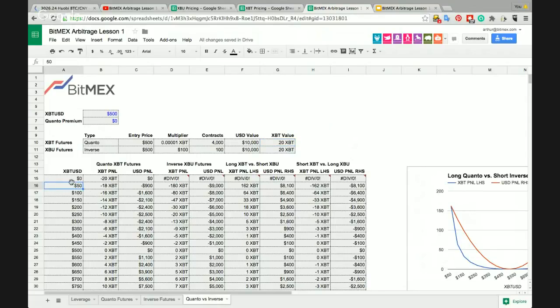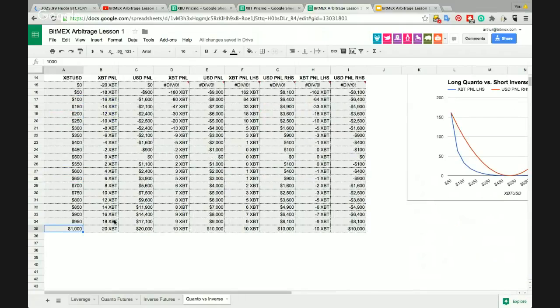And this table basically shows the return in Bitcoin terms, the P&L, profit and loss, in Bitcoin and US dollar terms for each type of futures contract. So we have Quanto here in columns B and C. D and E are for the inverse, and then we're going to compare being long Quanto versus short inverse and short Quanto versus long inverse. And again, we're going to look at a price window from 0 to 1,000 US dollars.